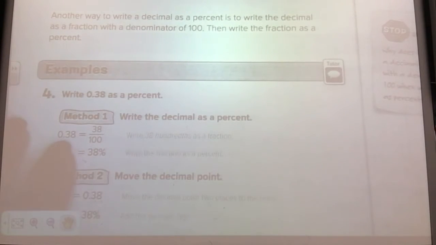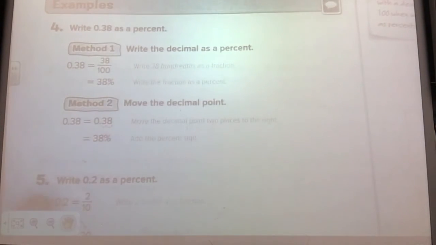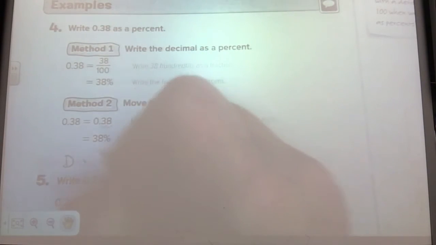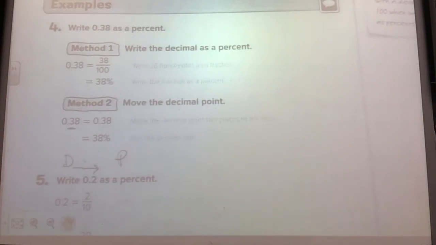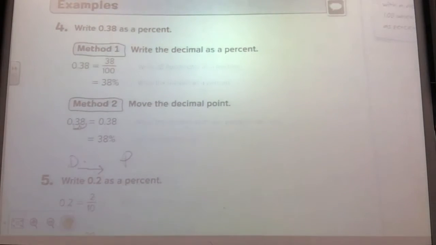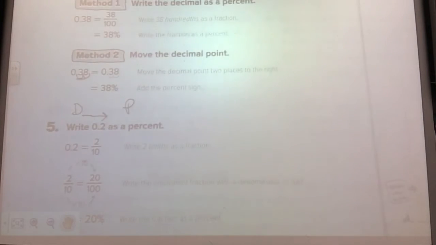Okay, again, 38 hundredths tells you right over 100. We did that back in like lesson 1. And any number over 100, that is your percent. Or move your decimal point. You got D before P. Now you got a decimal, so now you gotta go to the right 2 places. So loop it over twice, and you got 38, or 38%. Okay?